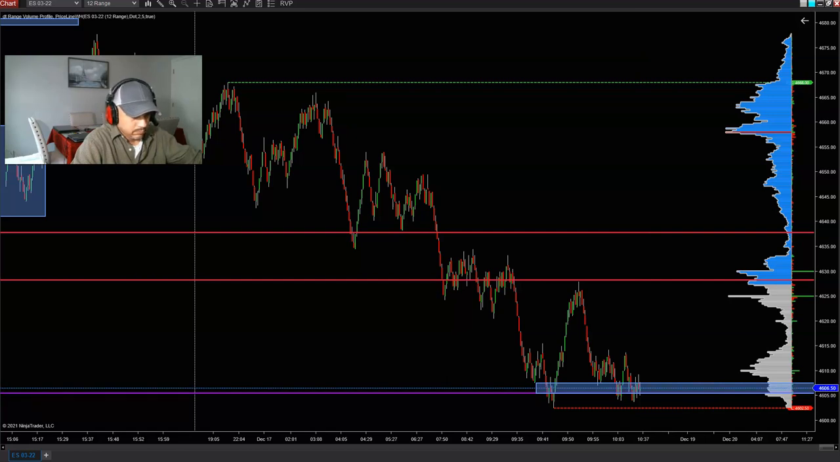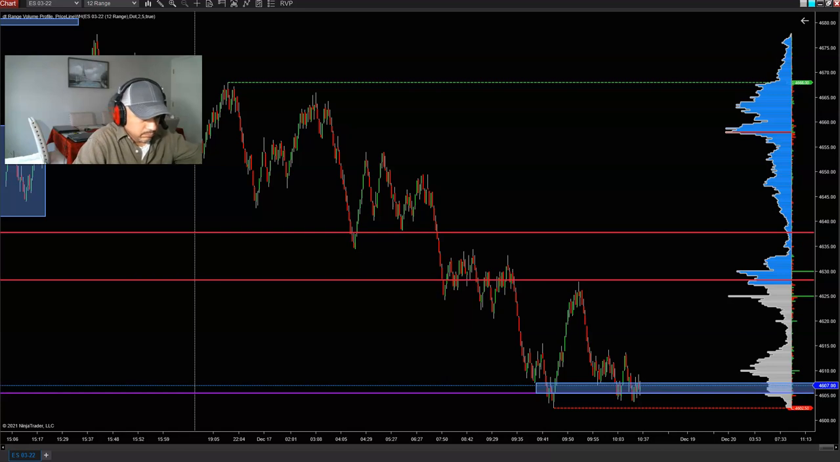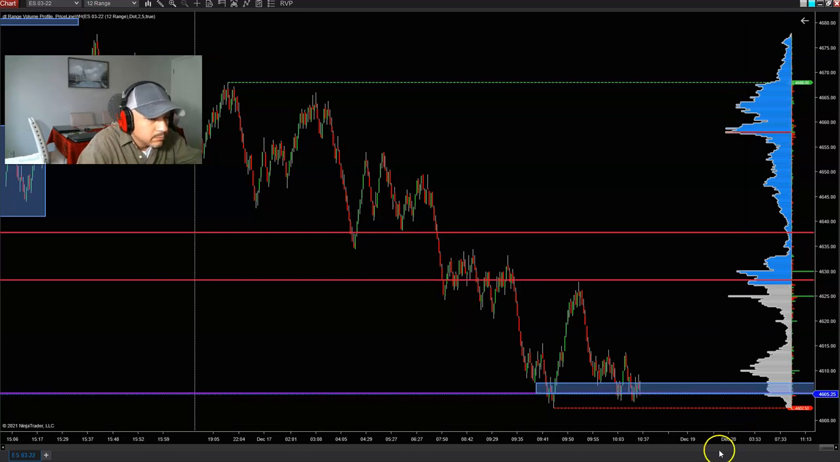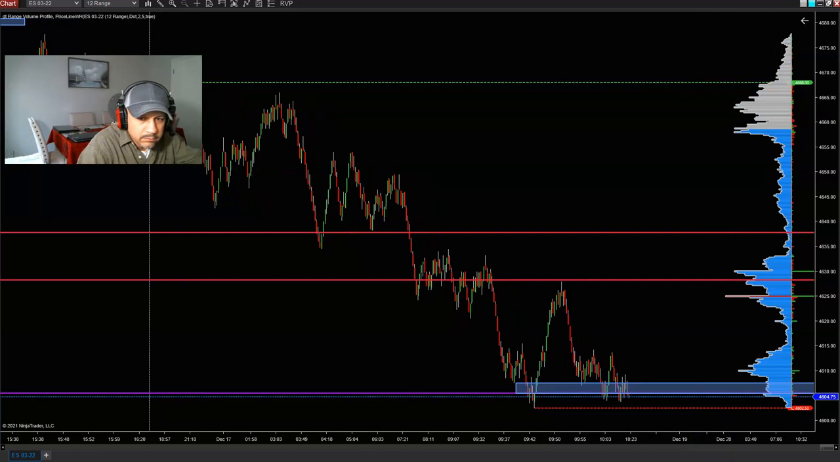Just sitting here waiting patiently to see if price is going to break lower. It's moving sideways right now, so we're moving sideways at an area of demand. There's an area where the support is sitting, where that purple line is, where that rectangular blue box is.